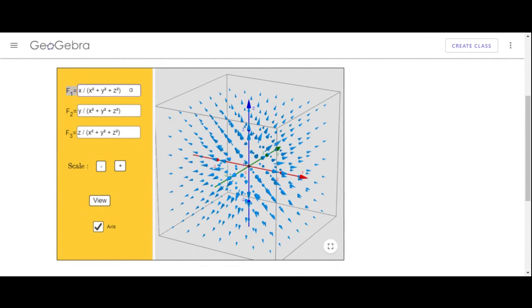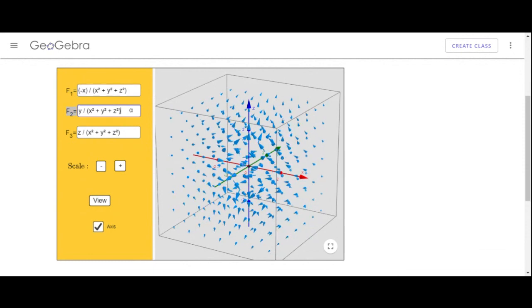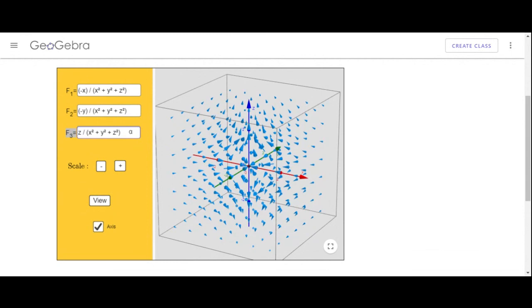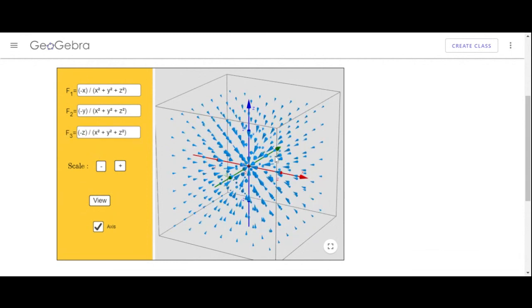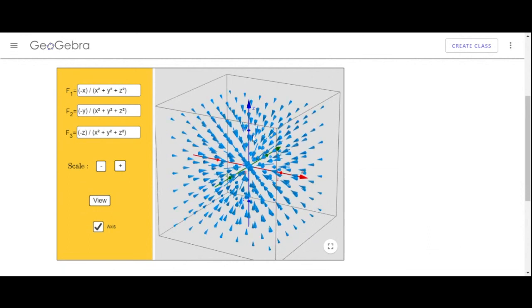Now, I think, as a matter of fact, if these were all negative, give me a physical interpretation of what this is. This is gravity. Yeah, you did it. You guessed it. It's gravity.